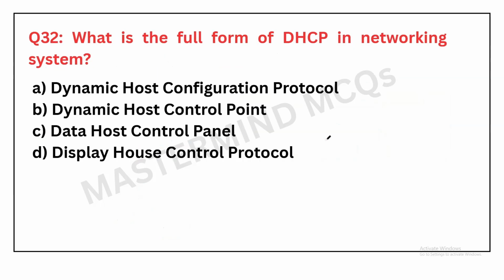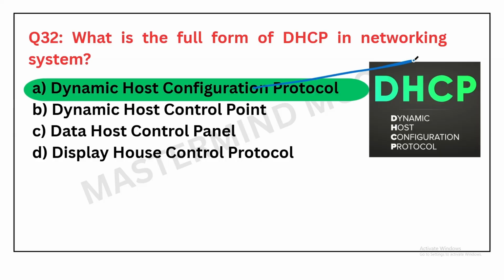Question number 32. What is the full form of DHCP in networking system? Option A, Dynamic Host Configuration Protocol. Option B, Dynamic Host Control Point. Option C, Data Host Control Panel. Option D, Display Host Control Protocol. The right answer is option A, Dynamic Host Configuration Protocol.